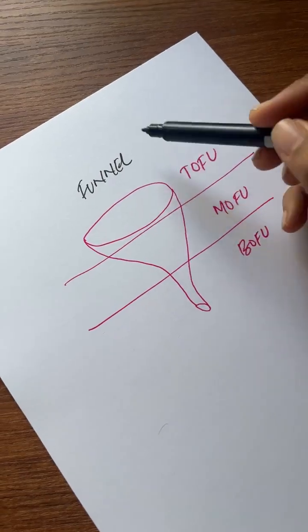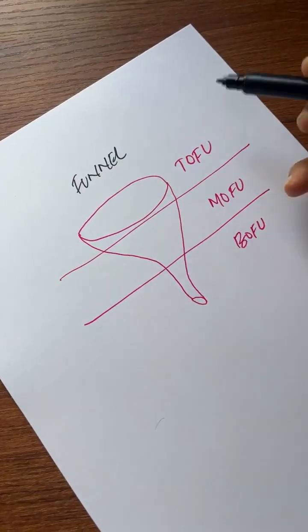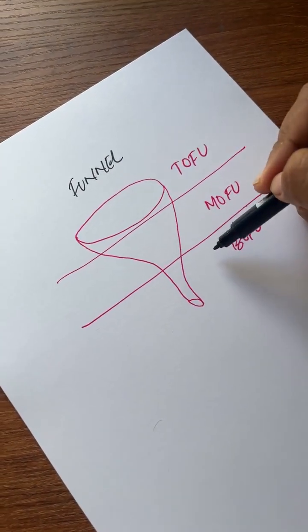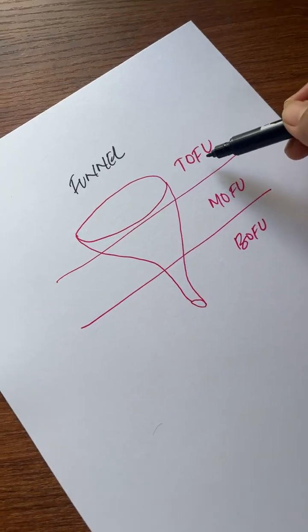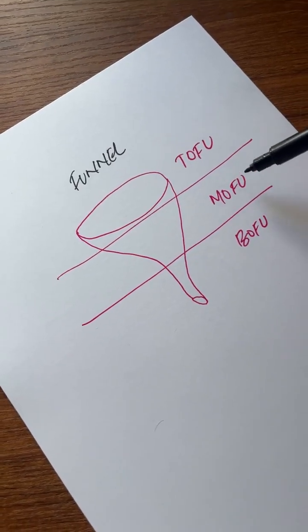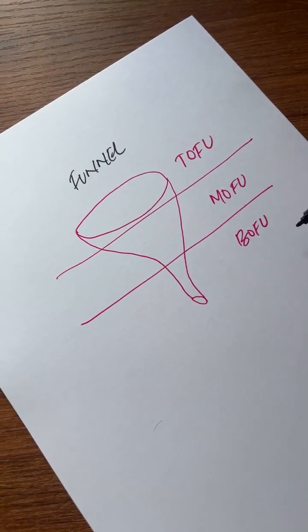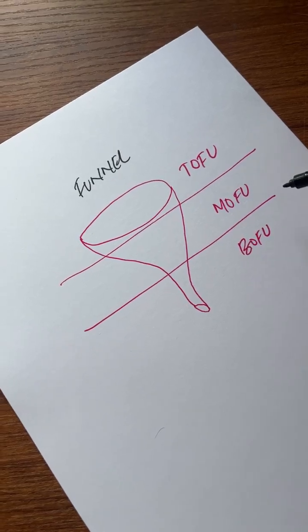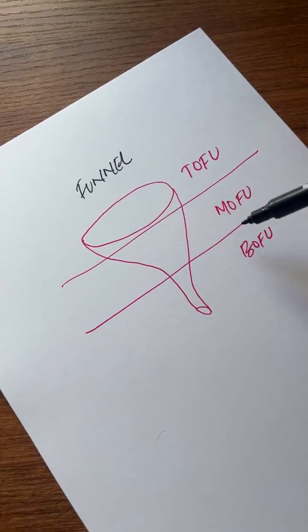Okay, so let's say this is the funnel. We can divide it into 3 sections. Top of the funnel, which is tofu, middle of the funnel or mofu, and bottom of the funnel, bofu.